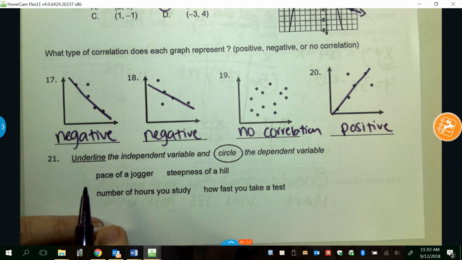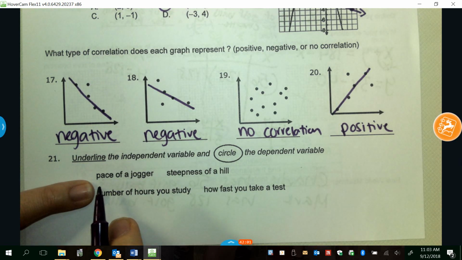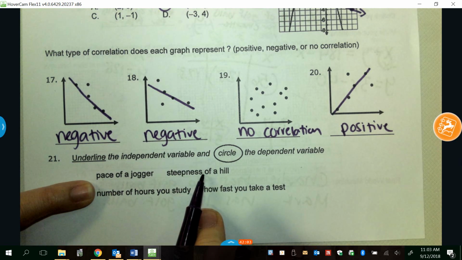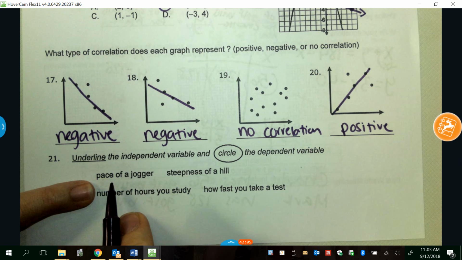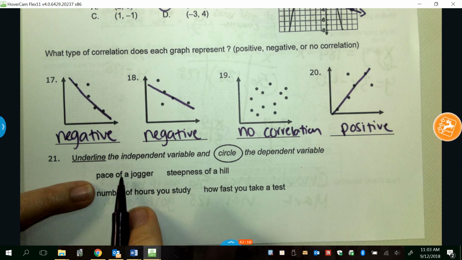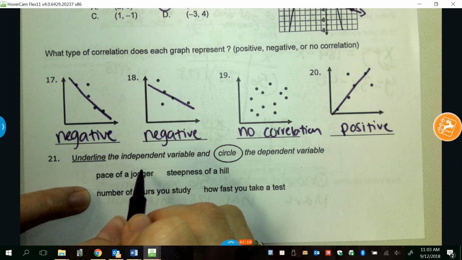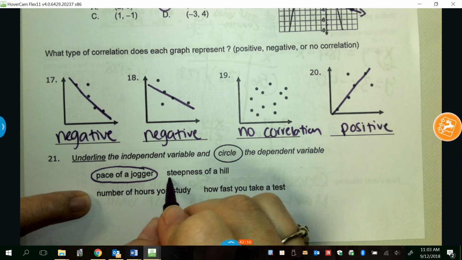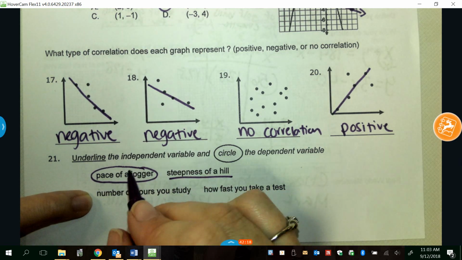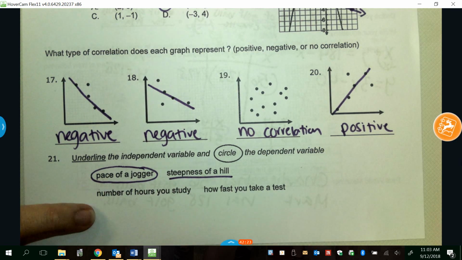Last but not least, number 21, it says underline the independent variable and circle the dependent variable. So the pace of a jogger and the steepness of a hill. Does the pace of a jogger depend on the steepness of the hill, or does the hill change depending on the pace of the jogger? So the pace of the jogger is dependent, because if the hill's really steep, the pace is going to slow down. If the hill's not very steep, the pace will go up.